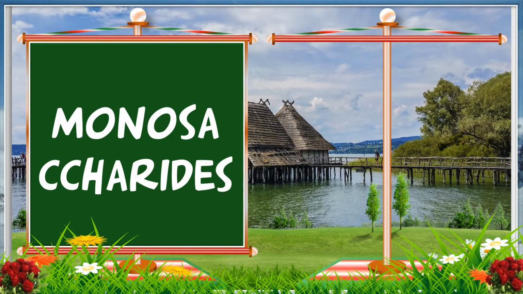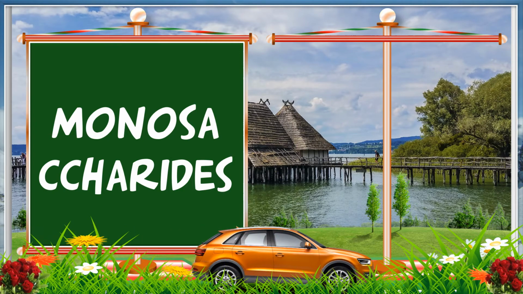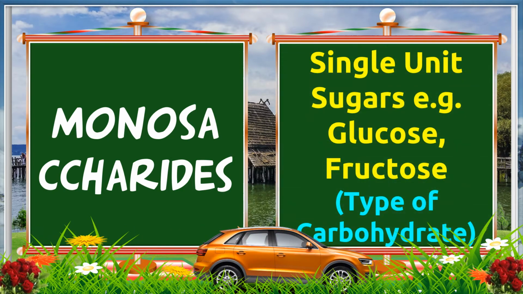Monosaccharides. Single units of sugar, for example, glucose and fructose. They are types of carbohydrates.